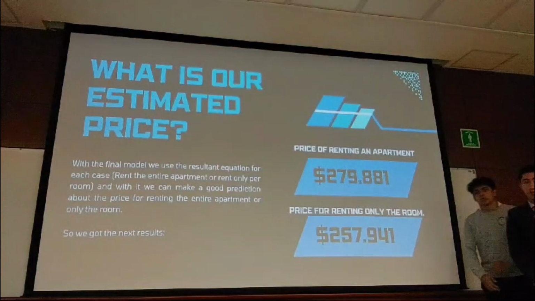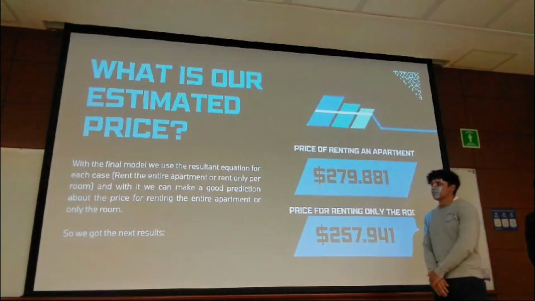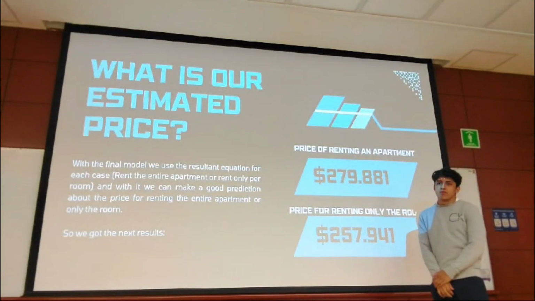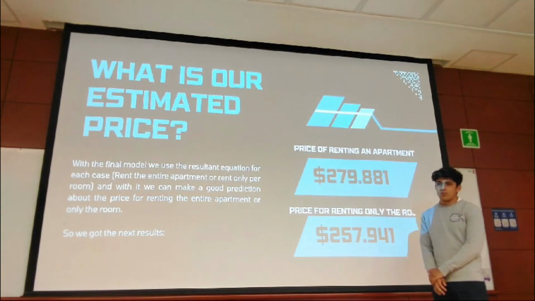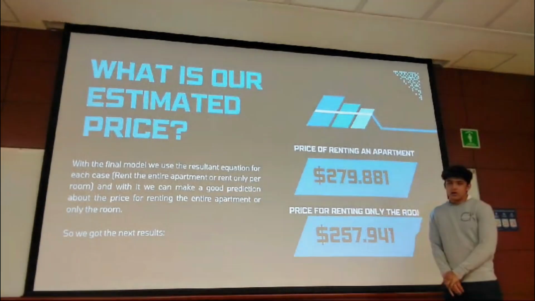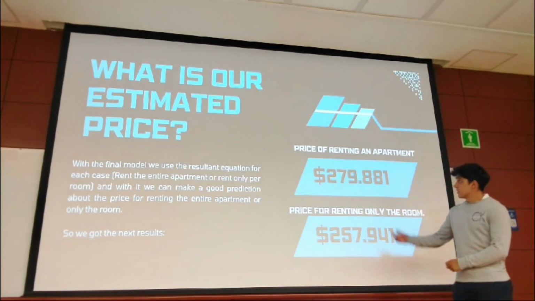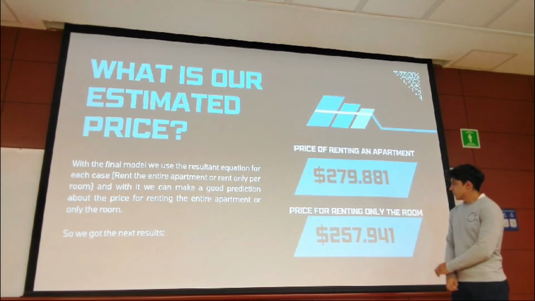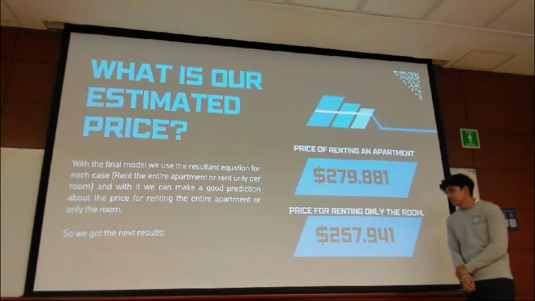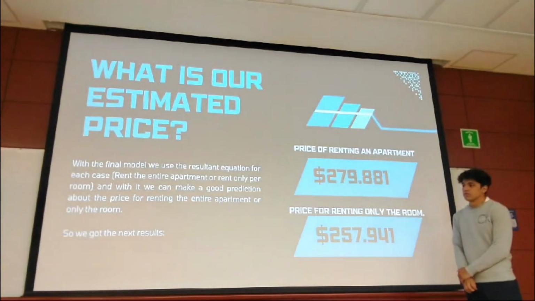So, what is our estimated price? Well, with the final model, we use the final equation to estimate the price for each case, for renting the entire apartment or only renting one room. With it, we can make a good prediction about the price. So we got the next results. The price for renting is about $280, and the price for renting only the room is about $288.